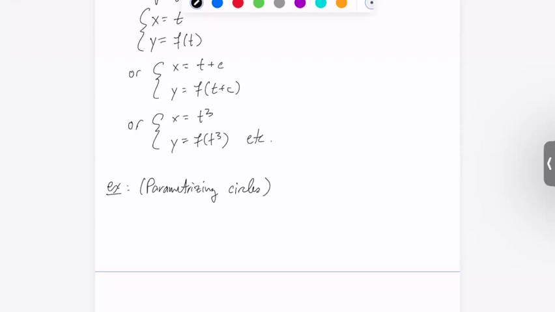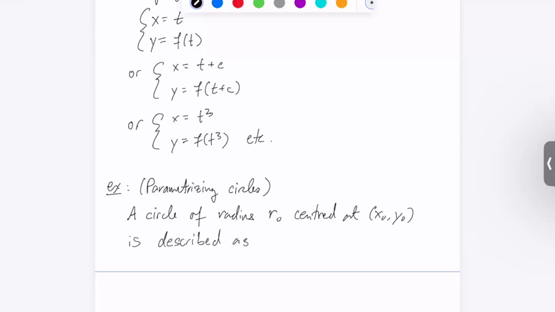So recall a circle of radius, let's say r0, centered at x0, y0, is described as x minus x0 squared plus y minus y0 squared is equal to r0 squared. Right, that's your classic equation of a circle.